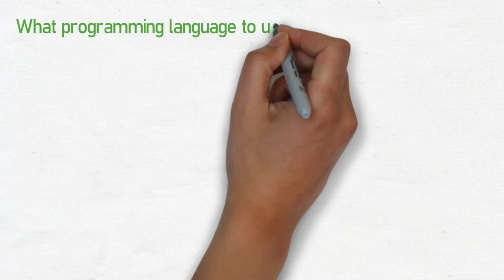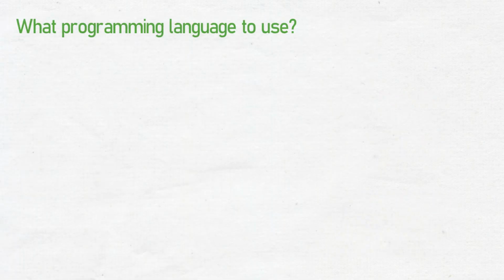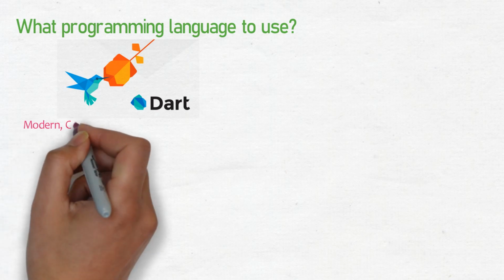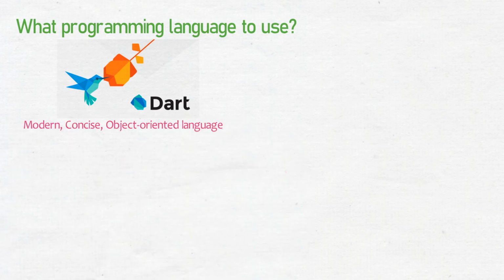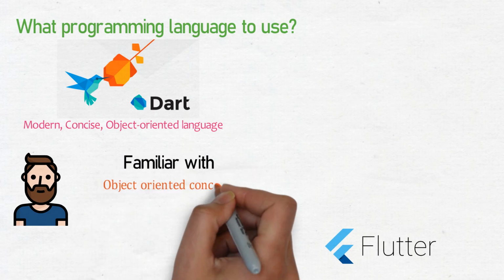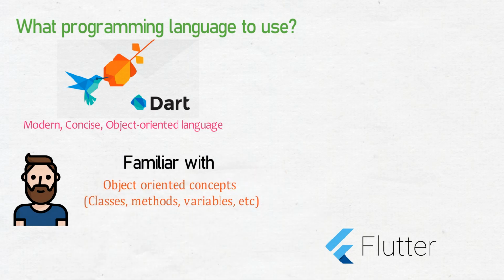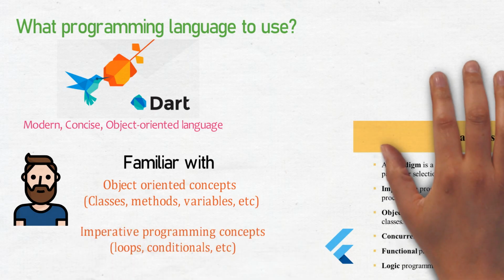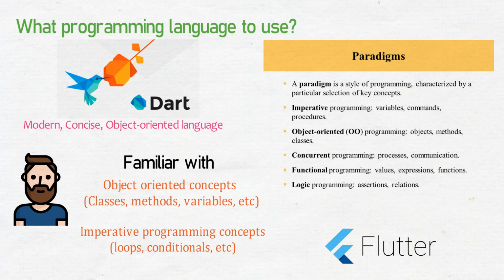What programming language to use? Flutter runs on Dart language, a Google-built language that is very similar to Java and C#. Dart is a modern, concise, object-oriented language that developers can easily approach, read, change, replace, or remove. Flutter is approachable to programmers familiar with object-oriented concepts, classes, methods, variables, etc., and imperative programming concepts, loops, conditionals, etc. No prior mobile experience is required in order to learn and use Flutter.